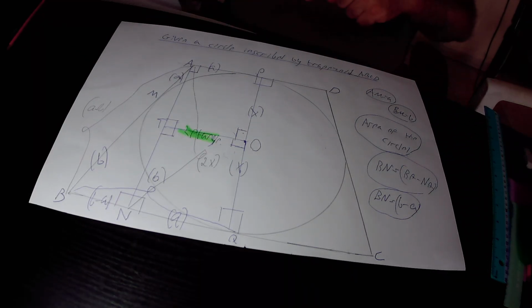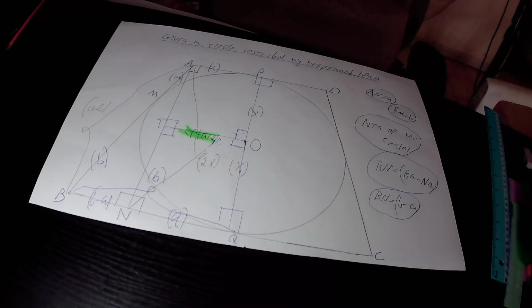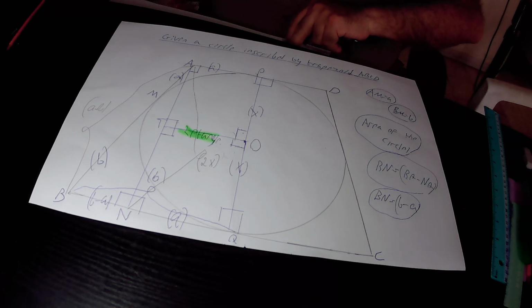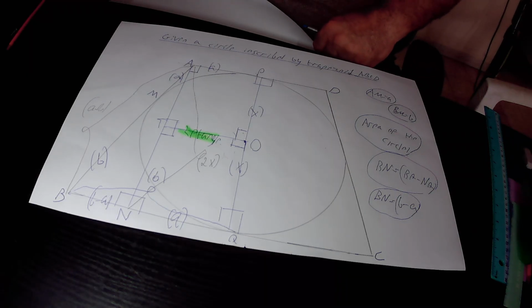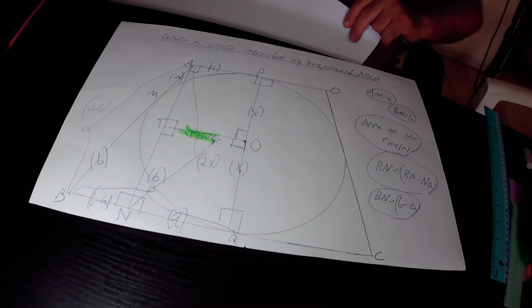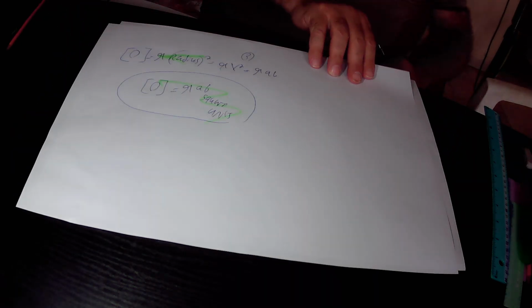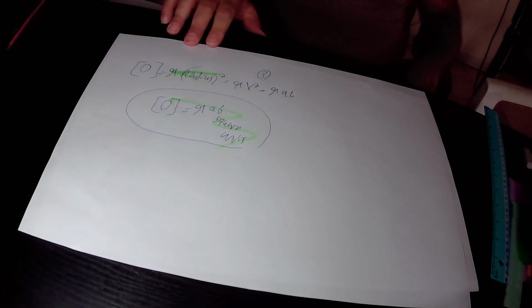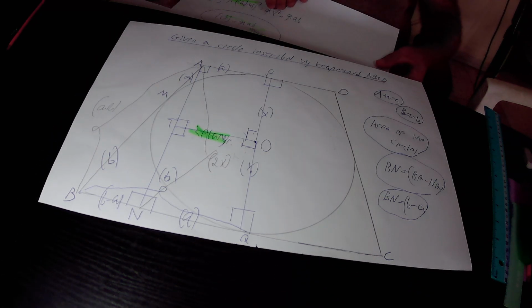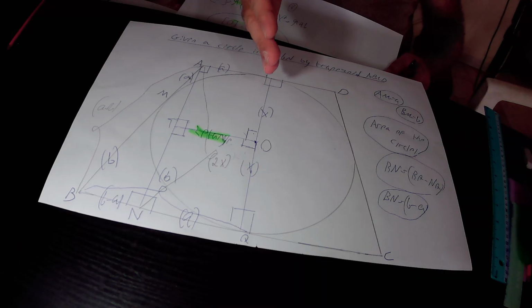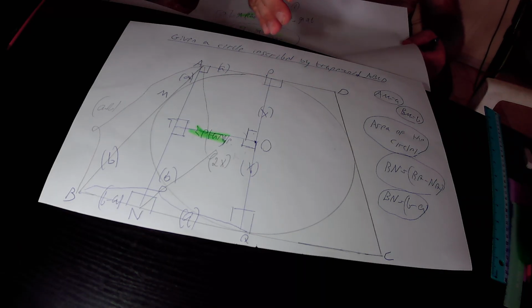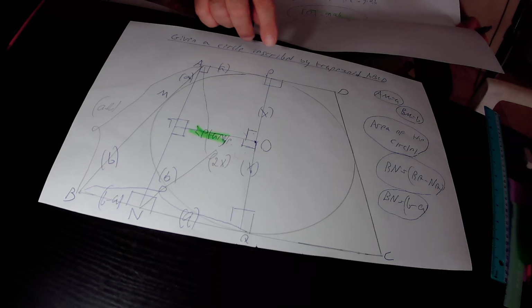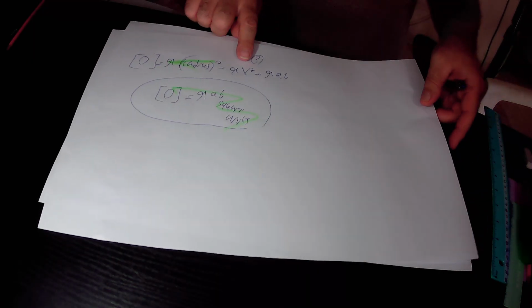Our mission is to find the area of this circle that is inscribed in this trapezoid ABCD. The area of any circle is equal to pi times the radius of the circle squared. The radius of this circle is x, therefore the radius squared is x squared. So the area we are looking for, the area of this circle, is equal to pi x squared.